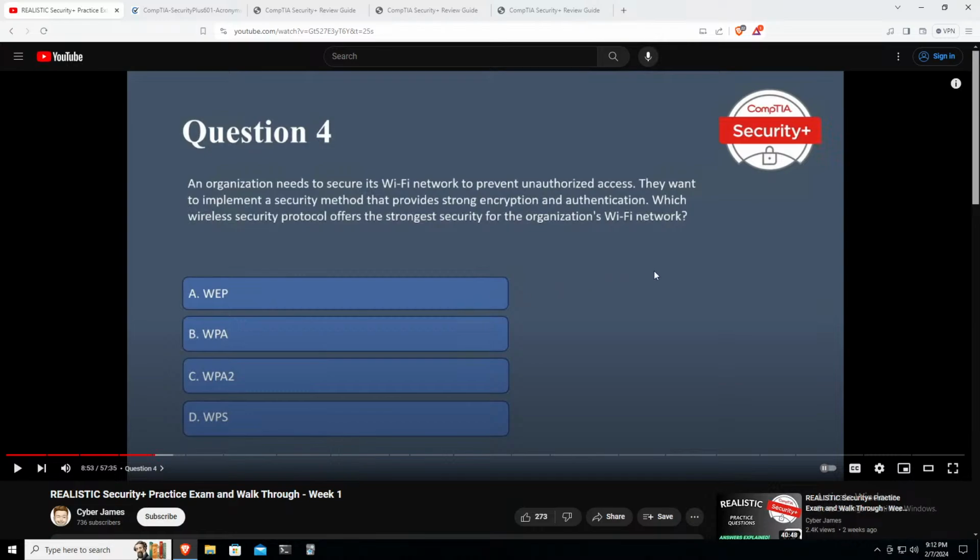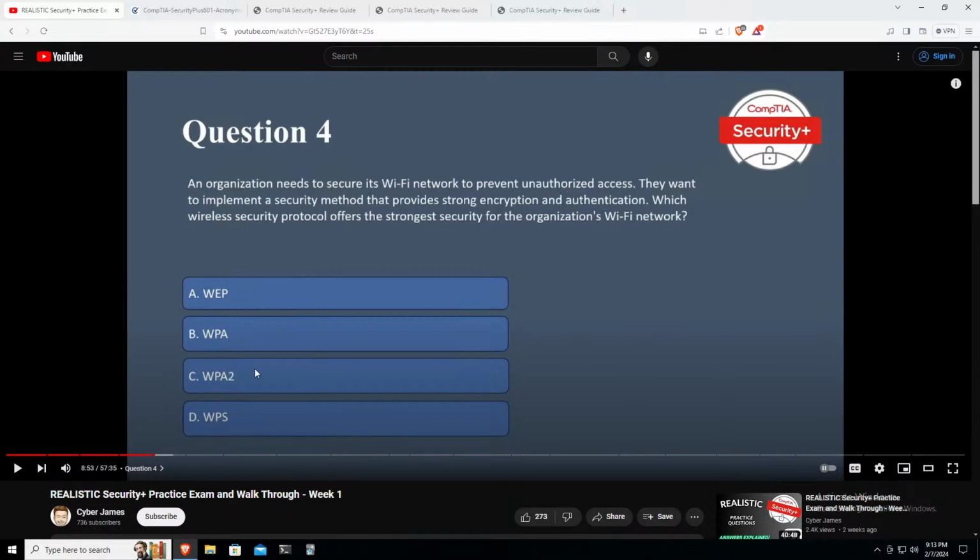An organization needs to secure its Wi-Fi network to prevent unauthorized access. They want to implement a security method that provides strong encryption and authentication. Which wireless protocol offers the strongest security for the organization's Wi-Fi?